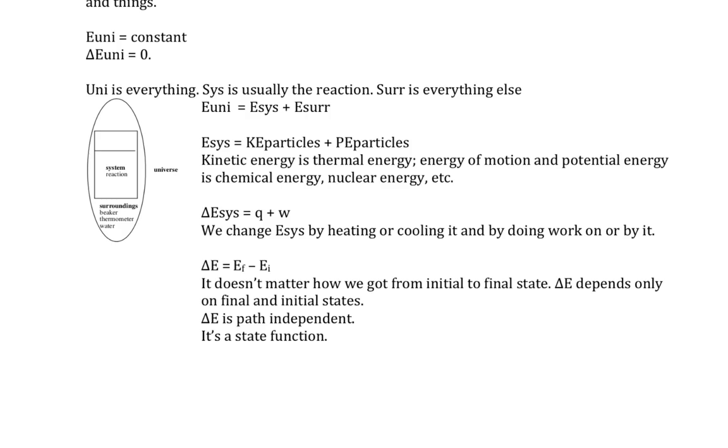We can change the energy of the system by heating it or cooling it. Heating it increases its energy, cooling it decreases its energy. We can also change the energy of the system by doing work on it or by it. If we do work on it, its energy increases. If we do work by it, its energy decreases. We can do both those together. We can heat, we can do work, and so forth. The energy change is equal to just the E final minus the E initial.